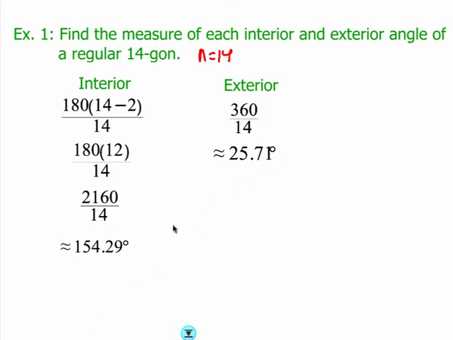You can see that these two add to 180. So another way you could do this is you could simply find one of them and subtract the answer from 180 to get the other. Like we could have just done 360 divided by 14, that's 25.71, and then done 180 minus 25.71, and we get 154.29. Either way works. This is just using the formulas.